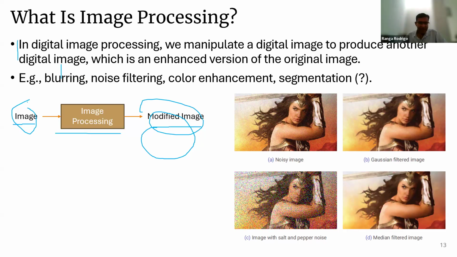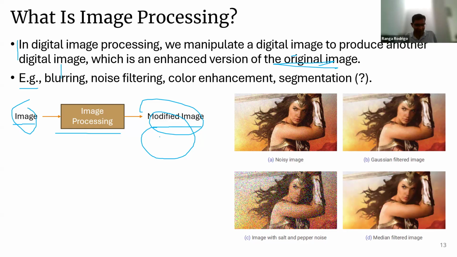So in digital image processing, we manipulate digital images to produce another digital image, which is an enhanced version of the original image. This we call image processing. Examples are blurring, noise filtering, color enhancement, segmentation. Some people call segmentation image processing, but I think it's slightly more complicated than image processing.